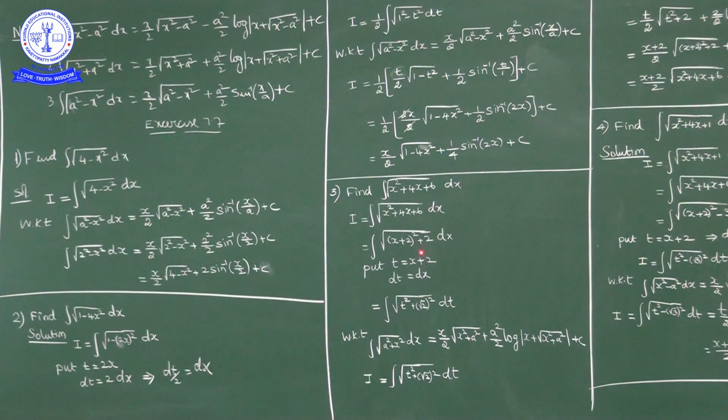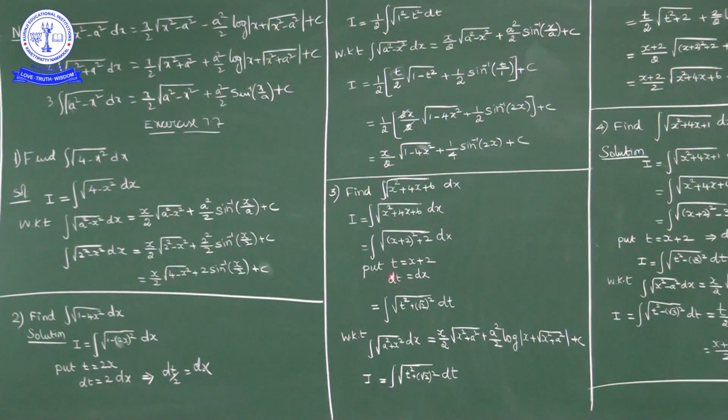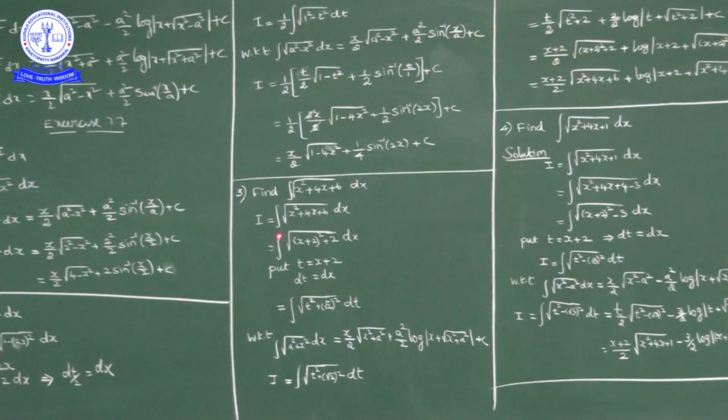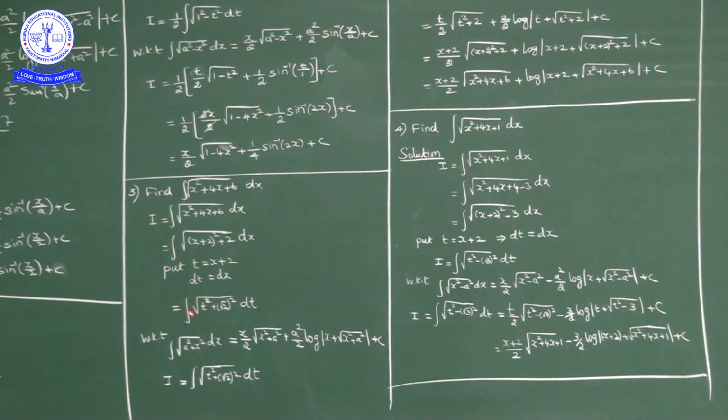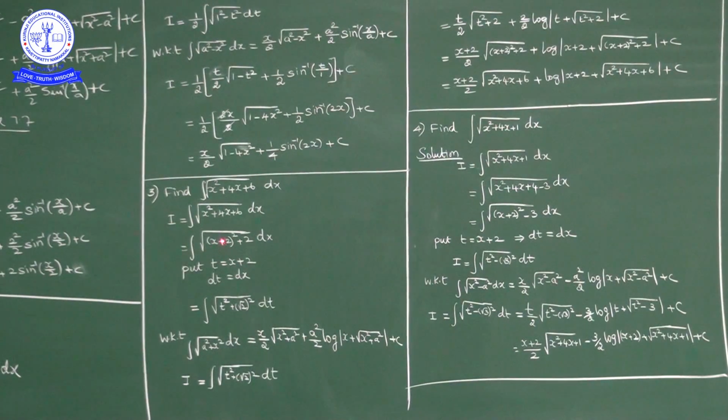Okay. Now in place of x plus 2, I will write another variable t. Put x plus 2 is equal to t. So dx is equal to what? dx is equal to dt. So this given I reduces to I is equal to integral of square root of, in place of x plus 2 we are writing t, no? So t square plus 2. 2 we can write as root 2 whole square.